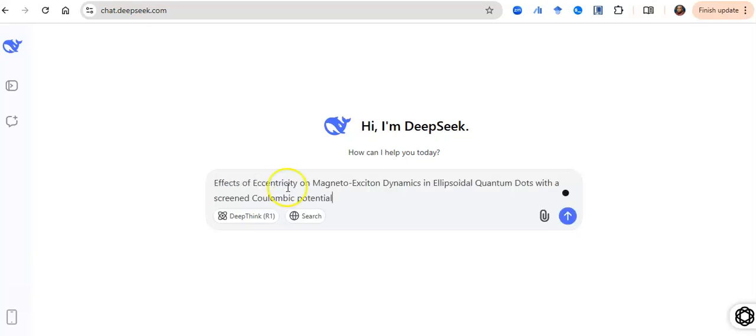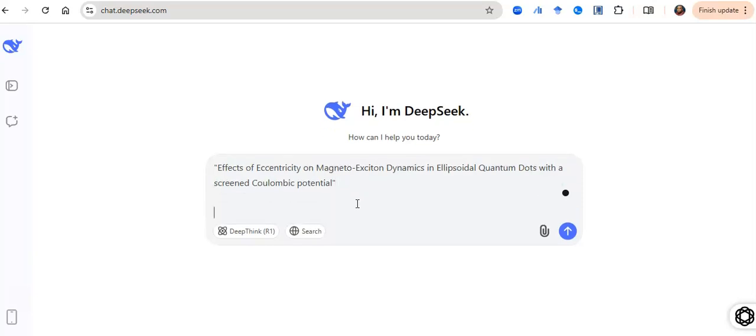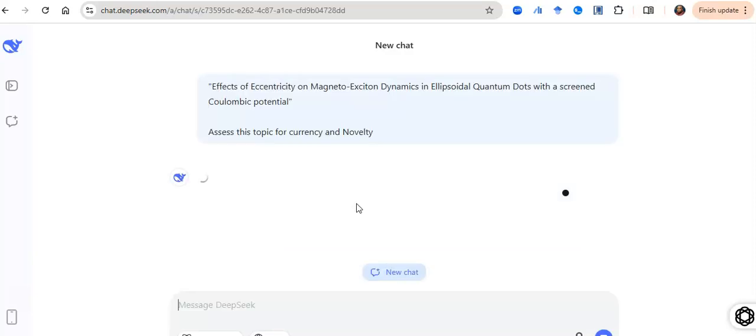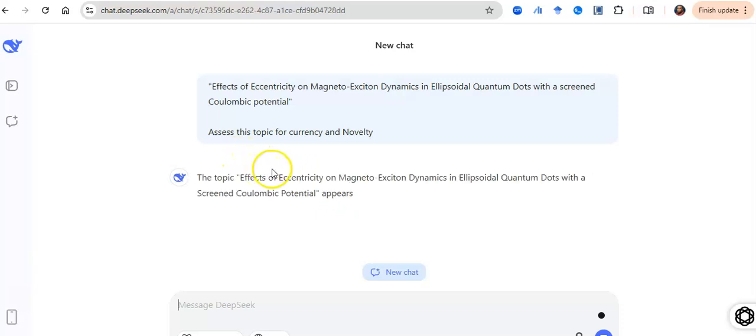So I have this research topic and I want to know, is this topic in the current state of things? I want to know, is this topic properly crafted? Is it researchable? And so I will just put in the topic and I will leave this prompt. I will say, assess this topic for currency and novelty. That's the two things you want to find in a research topic: currency of knowledge and novelty. Is this topic novel enough? Is it within the current state of knowledge?